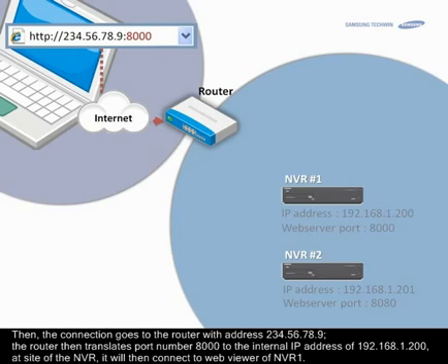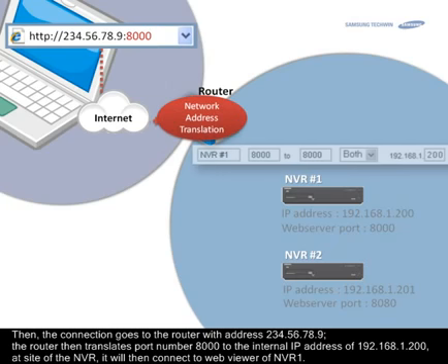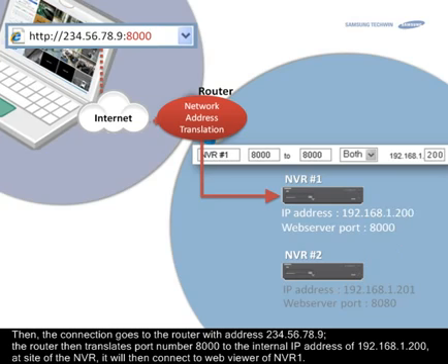Then the connection goes to the router with the address 234.56.78.9. The router then translates that port number 8000 to the internal IP address of 192.168.1.200 at the site of the NVR. It will then connect to the web viewer of NVR1.